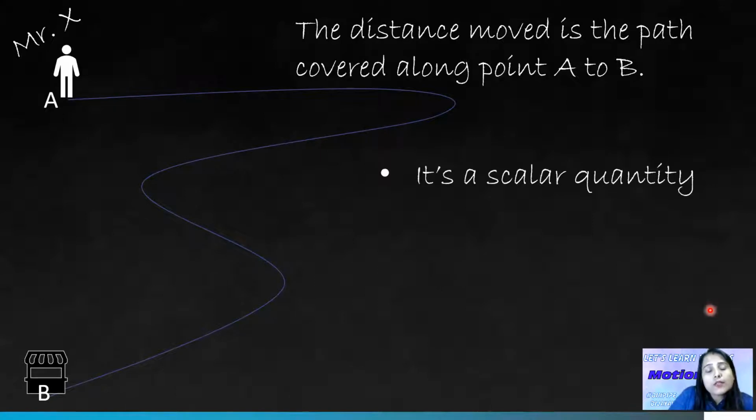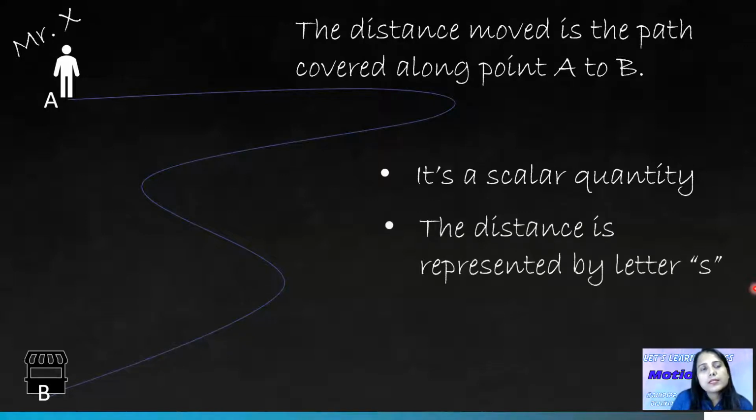Now, distance is always considered as a scalar quantity. There is a video on scalar and vector where you can understand why some quantities are called scalar and why some quantities are called vector quantities. Distance is considered a scalar because it has only magnitude but no direction. Distance is generally represented by the letter S.